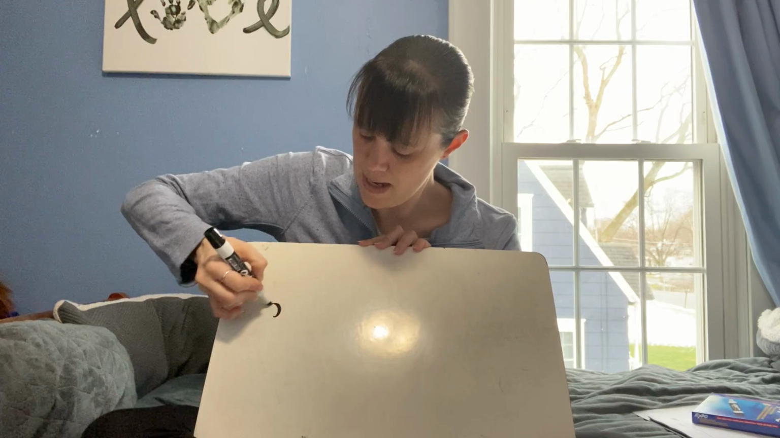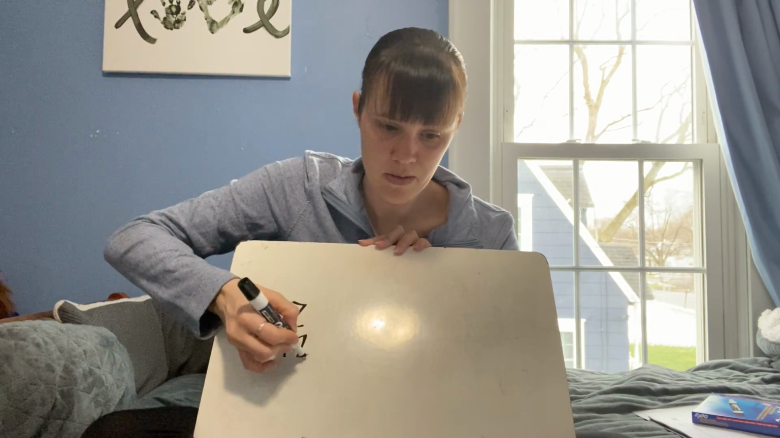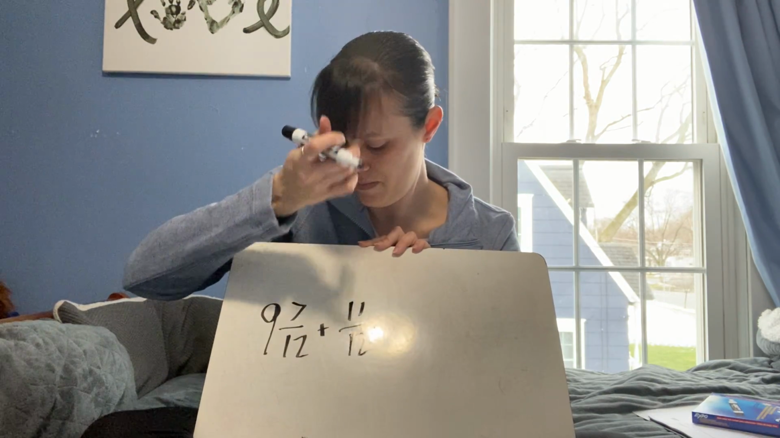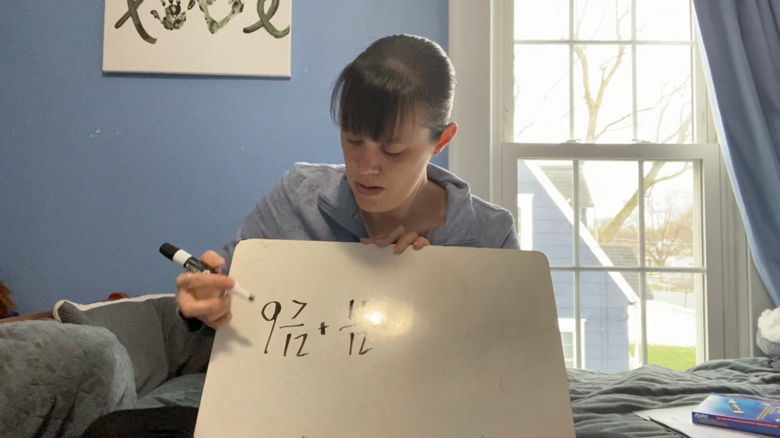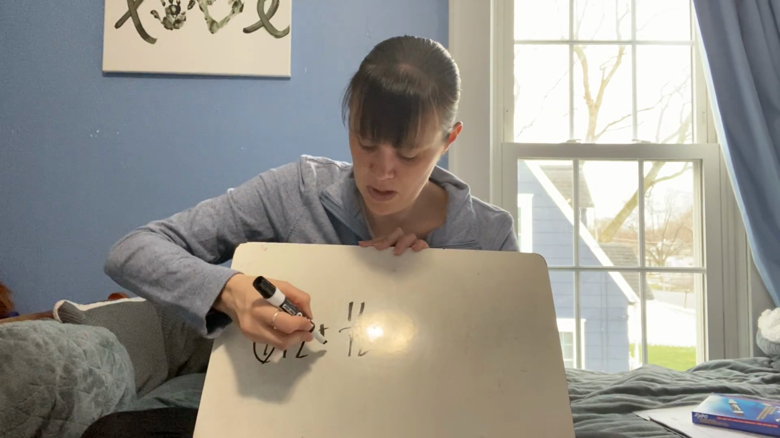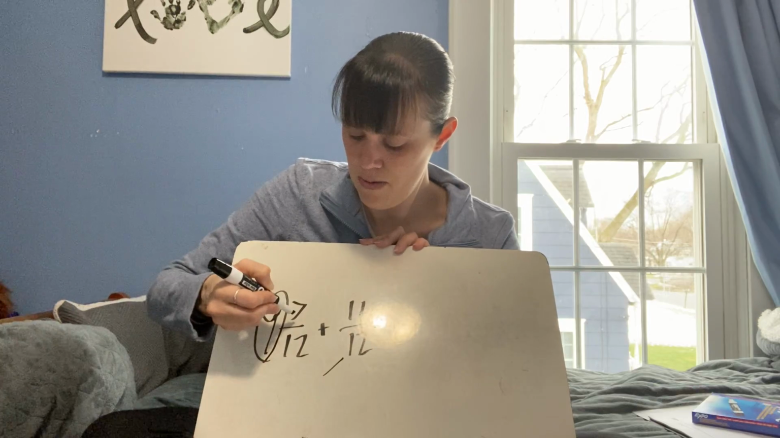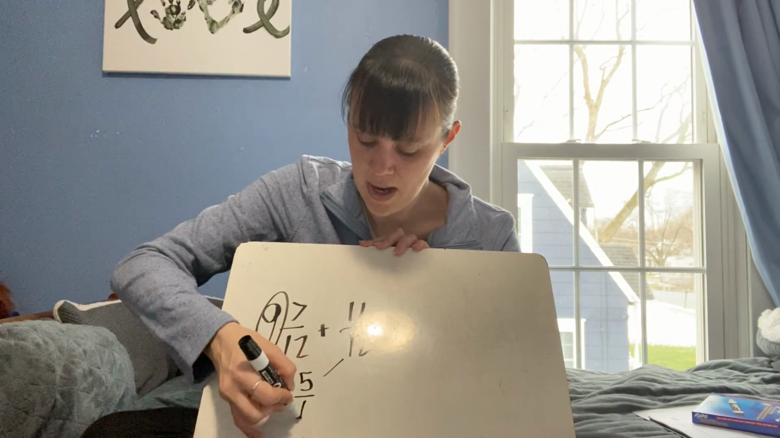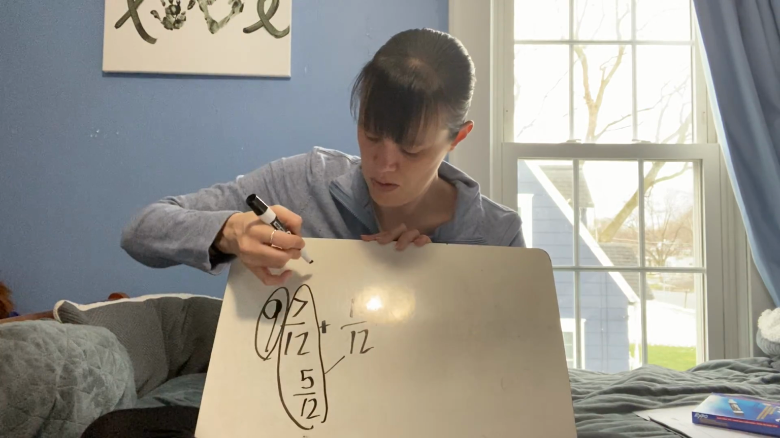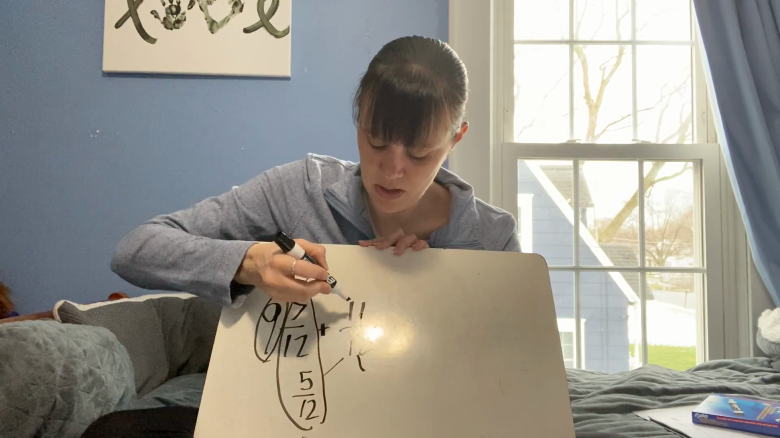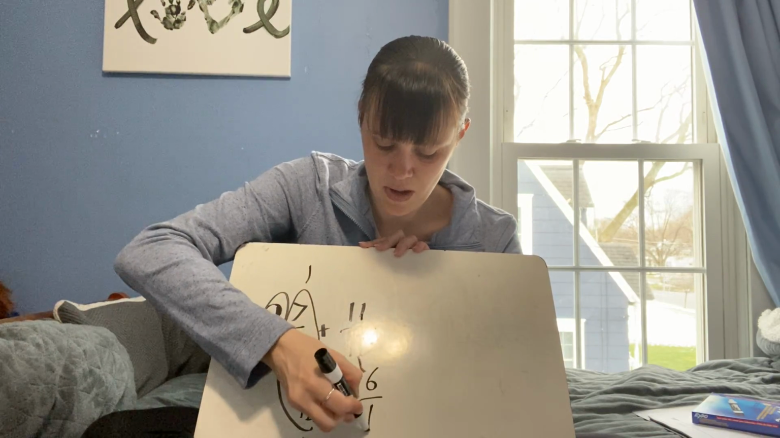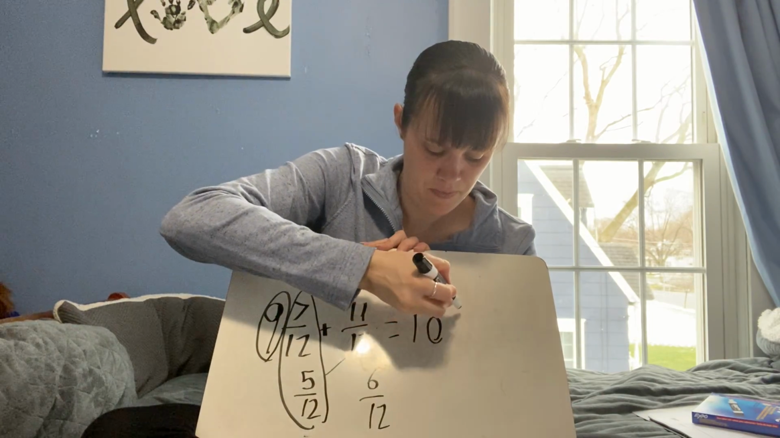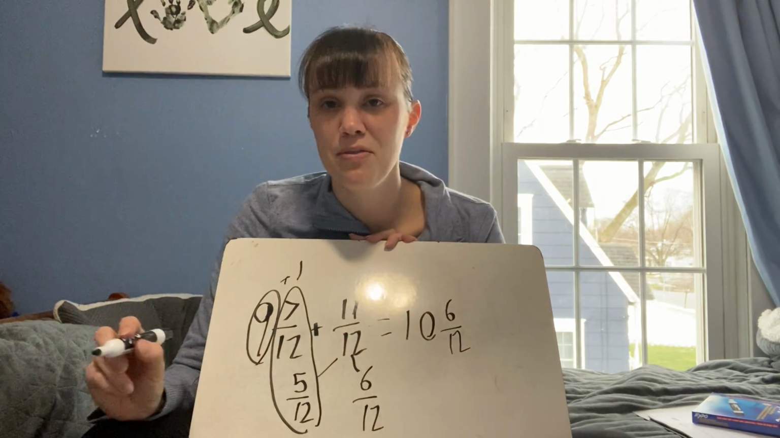F is 9 and 7/12 plus 11/12. Okay, so here's my whole number. I'm going to say how many more, if I start at 7, how many more until 12? I need 5/12. It's going to give me that 1 whole. If I start at 11 and I take 5 away, I'm left with 6/12. As we know, that is 1/2. 9 plus 1 is 10 and 6/12, or 10 1/2.